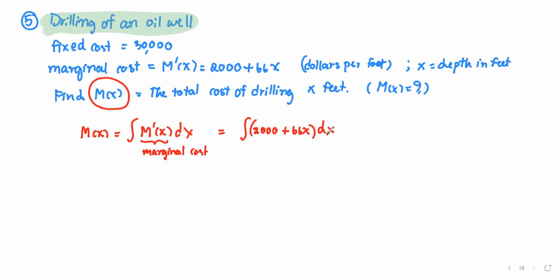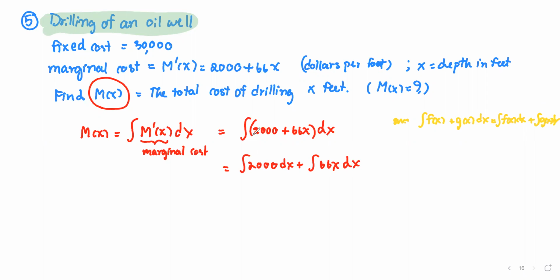We have two terms. We're going to use the sum rule of integration. So I'm putting the note here, the sum rule. The integral of f(x) + g(x) with respect to x is the integral of f with respect to x plus the integral of g with respect to x. So break them up into two integrals: the integral of 2000 with respect to x plus the integral of 66x with respect to x.